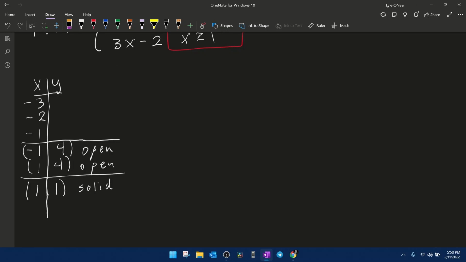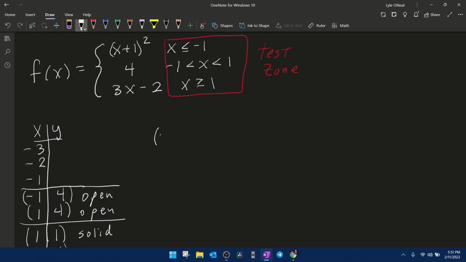And again, I like to stay close to home, so I'm just going to go with 2. Plugging that into the bottom piece, 3 times 2 minus 2. 6 minus 2 is 4. And the last thing I need to do to complete this table is plug my x's into the top piece.